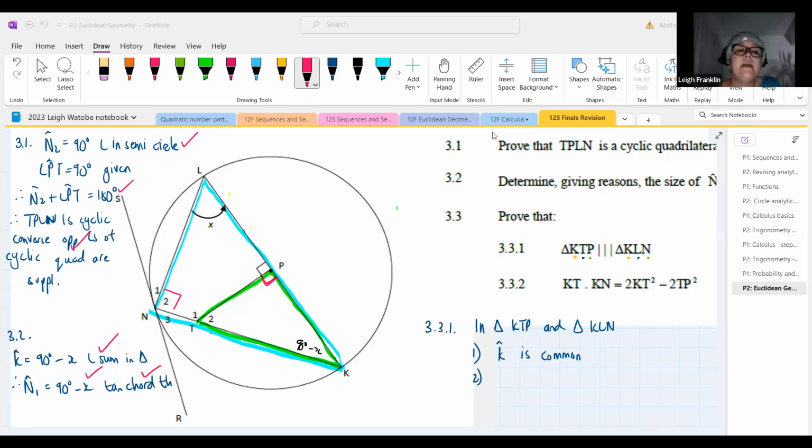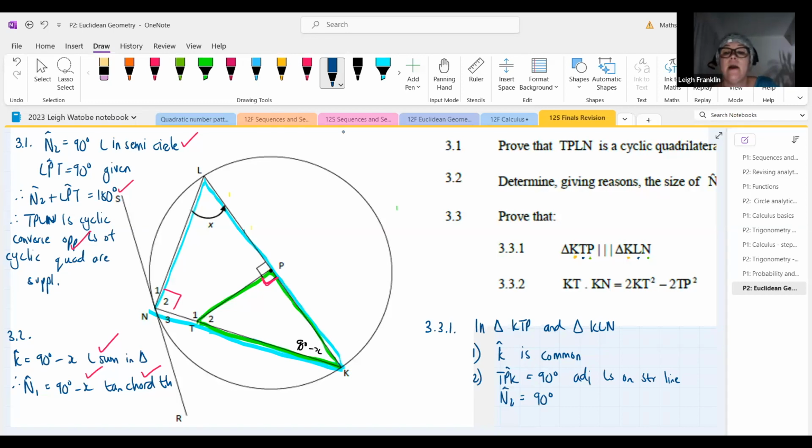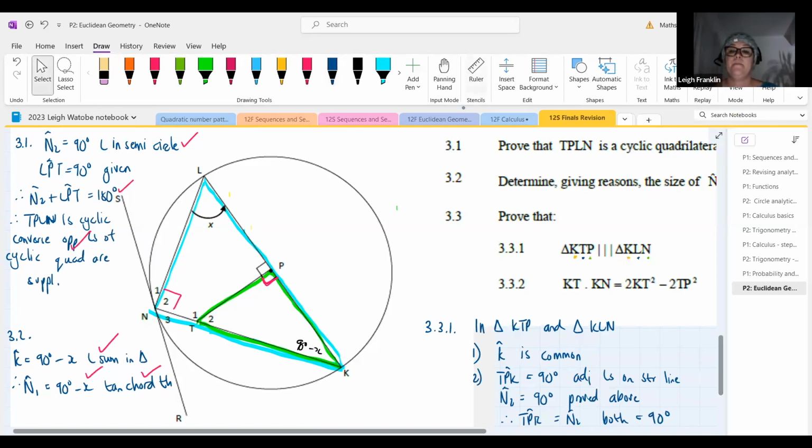So let's call it TPK. So TPK is equal to 90, adjacent angles on a straight line, and angle LP, angle N2 is equal to 90. That was proved above, or if we want to, we could write again, angle in a semicircle. So therefore, angle TPK equals angle N2 because they both equal 90.